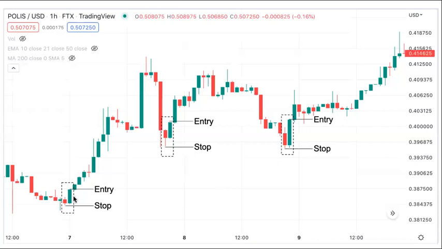Okay. So enter here, entry gets filled. Once it goes up one or two candlesticks, move your stop loss to entry. Happy. See, look at the profit. So you decide where you want to take profit.